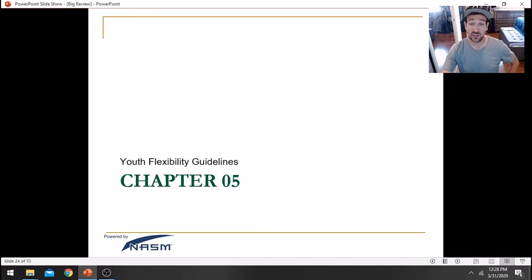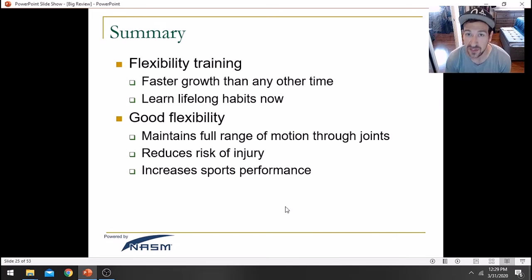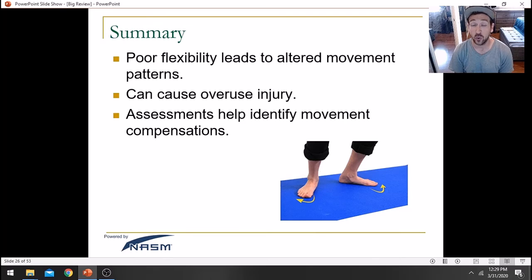Now, we also have chapter 5 talking about our flexibility training. So once we have our assessments, then we can address any of the problems that we have found through assessment. So flexibility training is obviously really important. Good flexibility is going to ensure that we maintain a full range of motion of the joints, right? That's actually our definition for flexibility, right? The ability to move a joint through its complete range of motion.